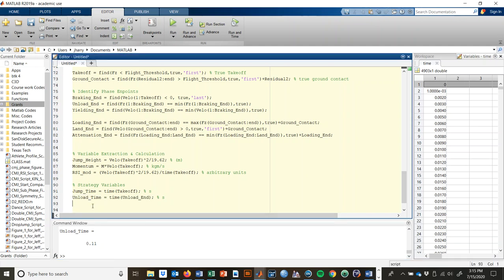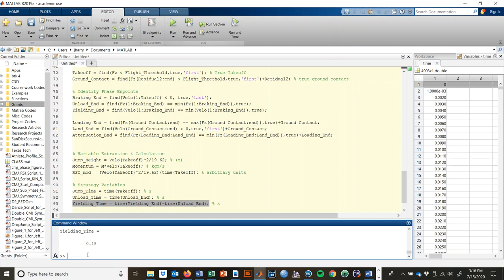We'll then go sequentially through the phases I defined in the previous video. So now the eccentric yielding time, and just to be more abbreviated with my variable names, I'm just going to call it yielding time. Now we're going to need to do a final minus initial math because the start time here is not going to be 0. So this will be time yielding end minus time unload end, and that will be units of seconds. This will hopefully be a little bit longer, just a little, 0.18 seconds.